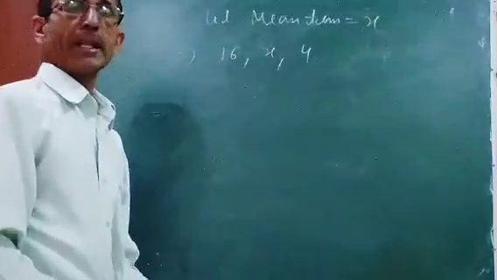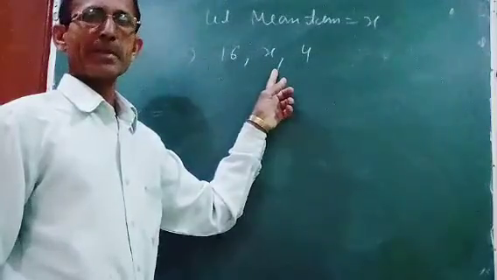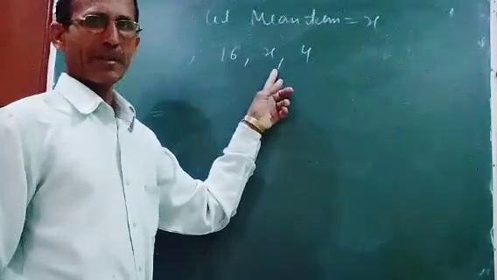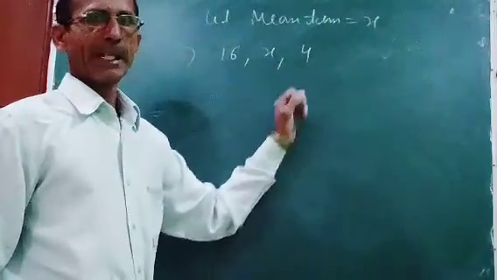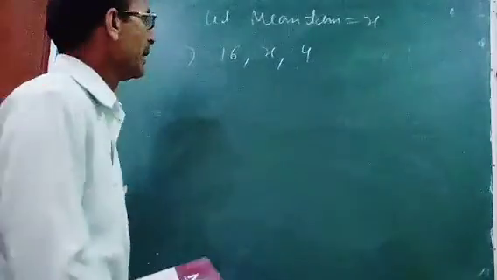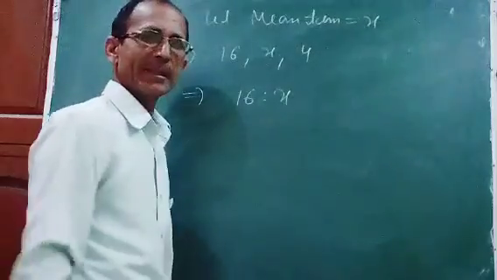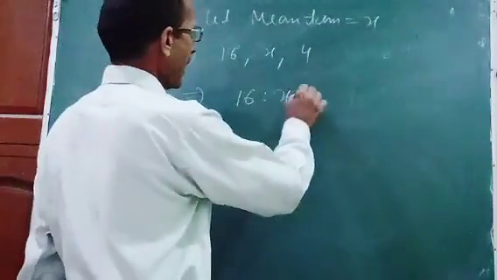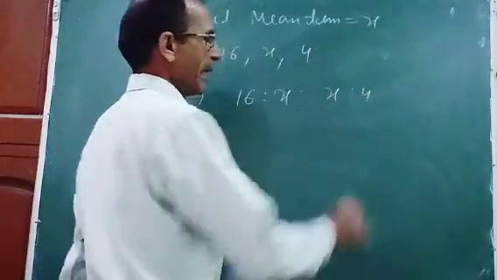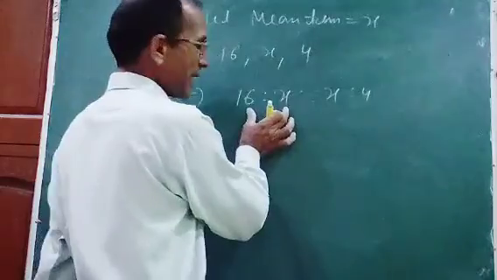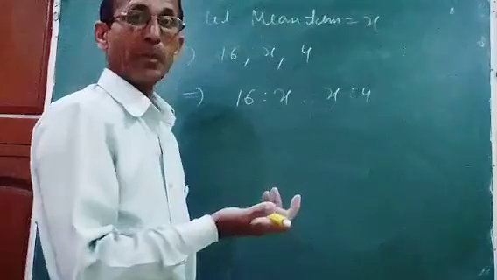Students, if only 3 terms are there, then how do we find all the terms? If only 3 terms are there, repeat the second term. It means the second term will be taken 2 times. So 16 is to x, and x is to 4. 16 is to x as x is to 4. Now there are 4 terms, there is no problem.